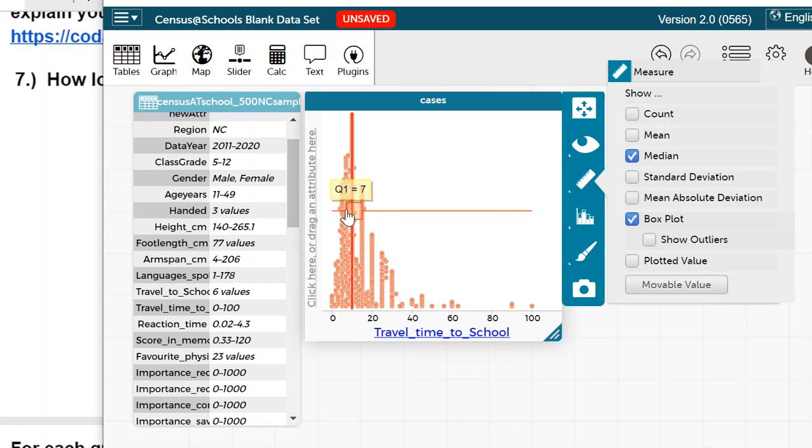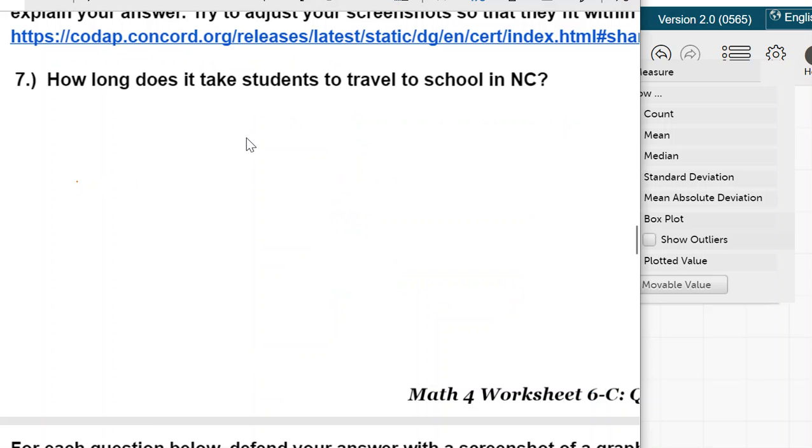Now that would be something worth reporting. Q1 is 7, median is 10, Q3 is 15. So I got 7, 10, 15. So you're basically saying here that at least half of the students that you surveyed fall within 8 minutes of each other, between 7 and 15. That represents half of the data right there. And the very middle of the data says 10.